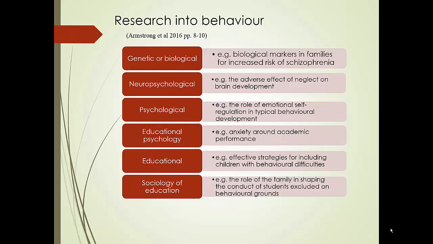Armstrong et al. 2016 in their book talk about some of the areas of research around behaviour, moving from some of the very scientific, empirical ones of genetic and biological research through into the sociological disciplines of sociology, where we talk about family. So here's a range, a menu really, of some of the facets and the manifestations of concern around human behaviour within research. And remember, human behaviour is connected to studies thinking about animal behaviour too.